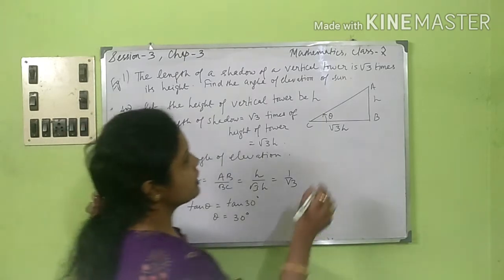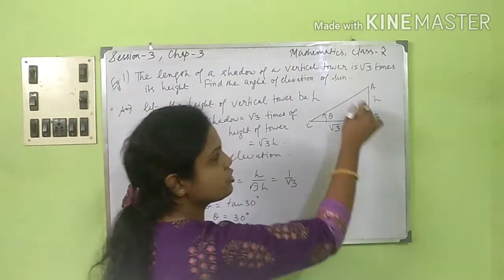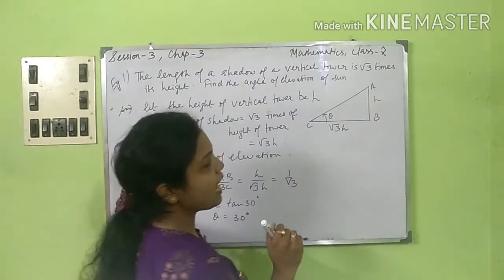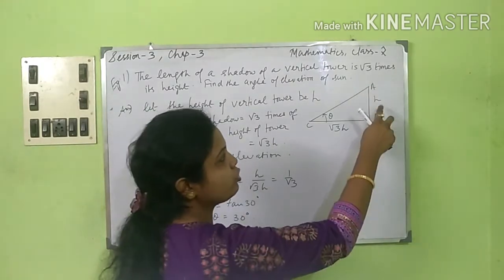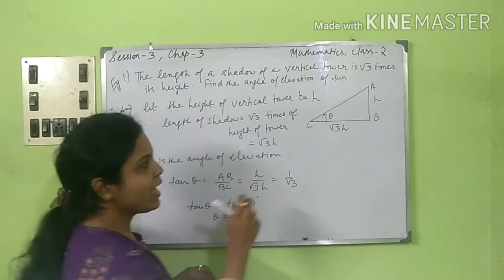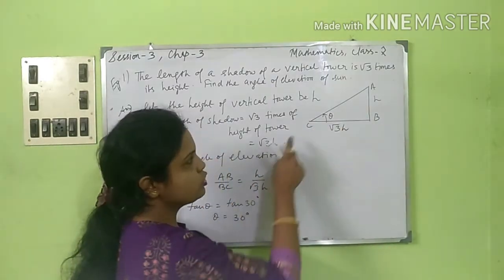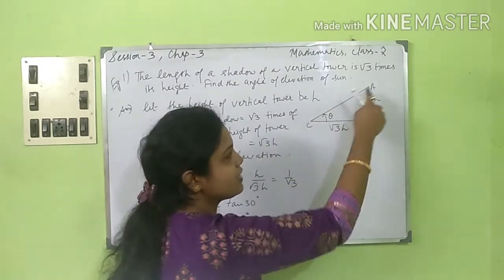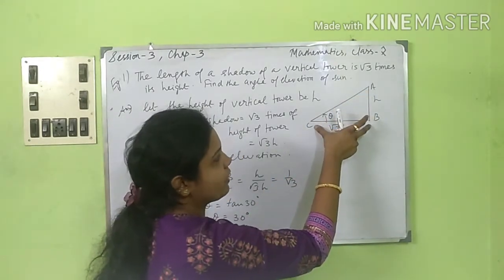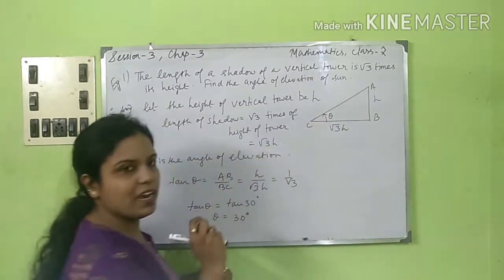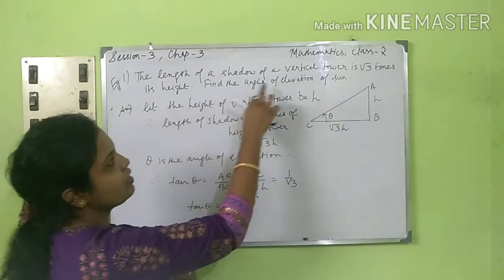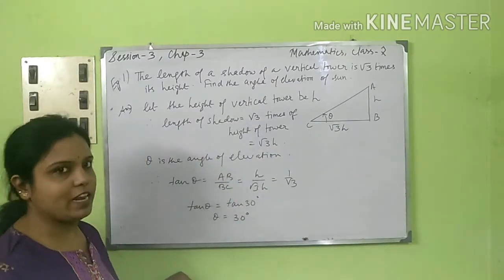So considering AB, first you have to draw a right angle that you know. Considering AB as the height of the tower, which we don't know, so I have taken it as H, and BC is the shadow. If I am seeing from this position C, this is the line of sight. This is the horizontal, so the angle which is made, that is the angle of elevation, I have taken as theta because we are about to find the angle of elevation.